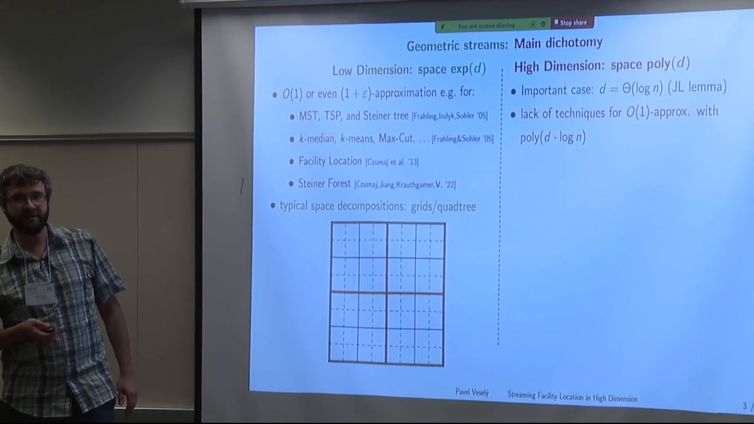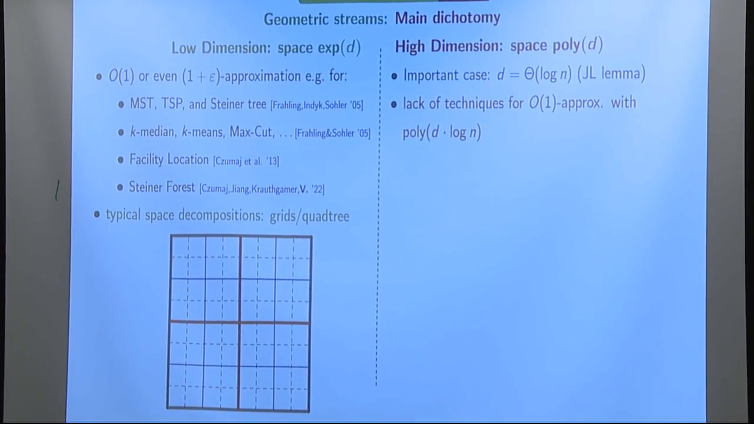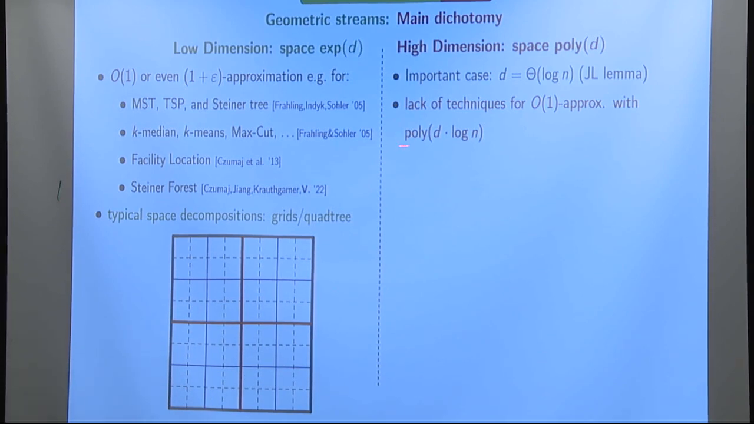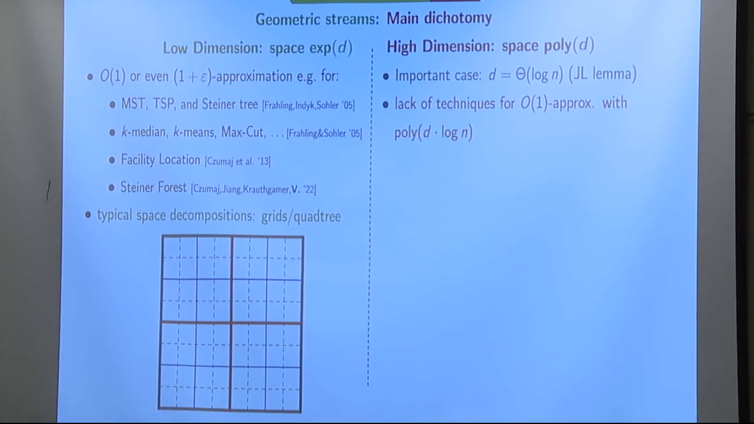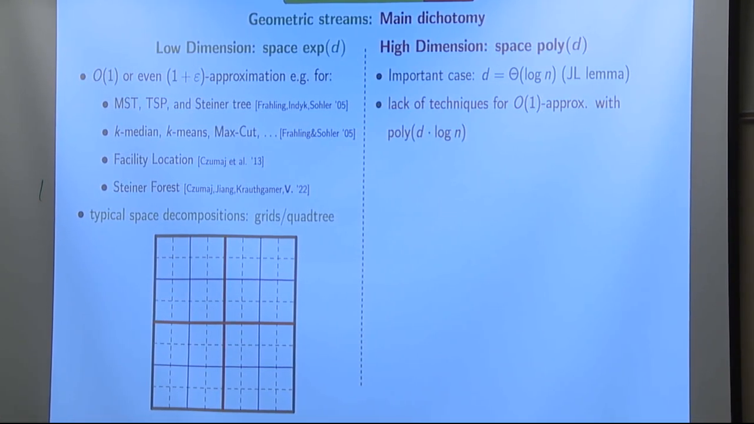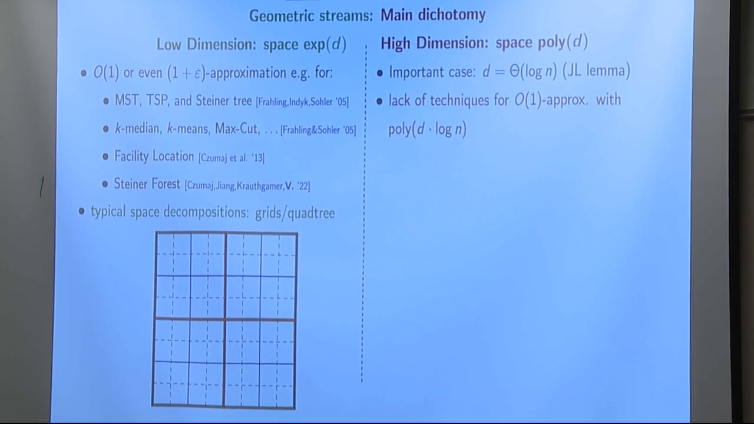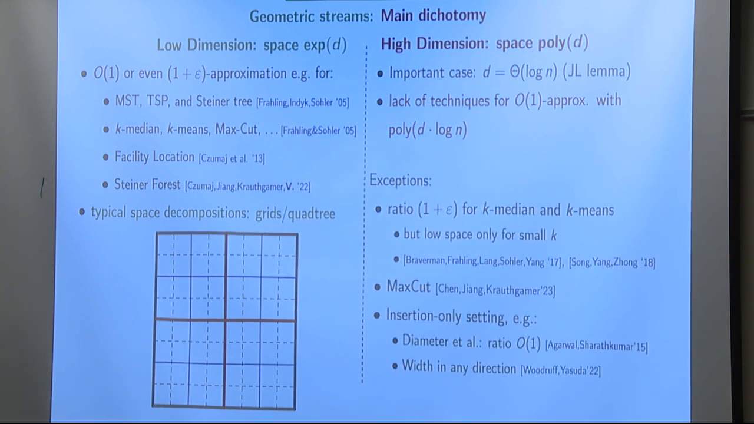However, it's much more challenging in high-dimensional spaces, and for many problems we still don't know how to get constant approximation with small space. Here, small means polynomial in the dimension and polylogarithmic in n. For high dimension, you can think of the dimension as being logarithmic in the number of points, since you can get to that using standard dimensionality reduction. So I say there's a lack of technique for constant approximation. There are several exceptions, like k-median, but only for small k.